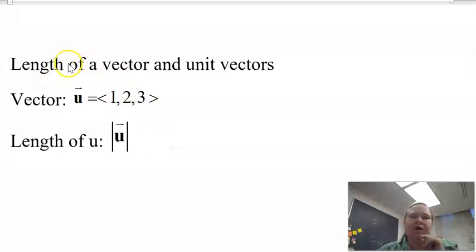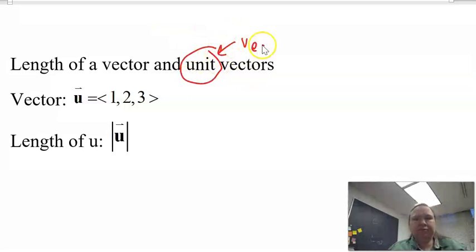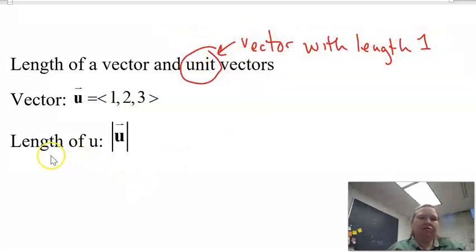The last thing we're going to do about vectors is we're going to calculate their length, and then we're going to change their length. So a unit vector is going to be a vector with length 1. To find the length of a vector, well, first we're going to use those same absolute value type bars that we used when we were looking at the distance between 2 points. And we're going to use that same notation for the length of a vector, and the length of a vector is also called its magnitude.